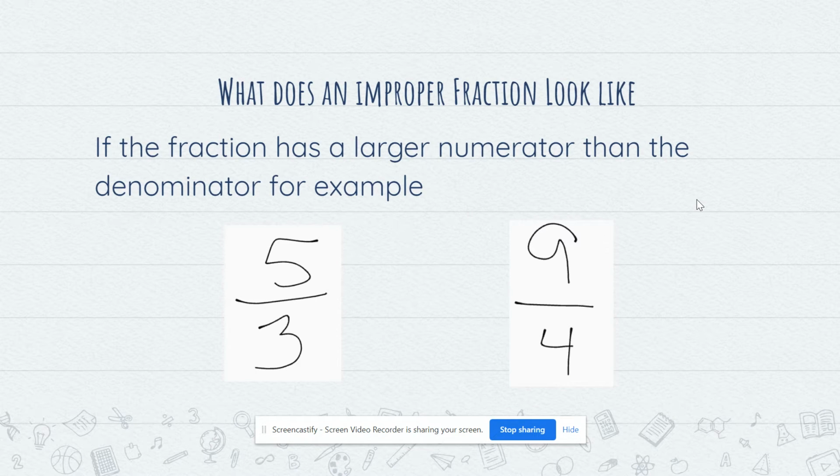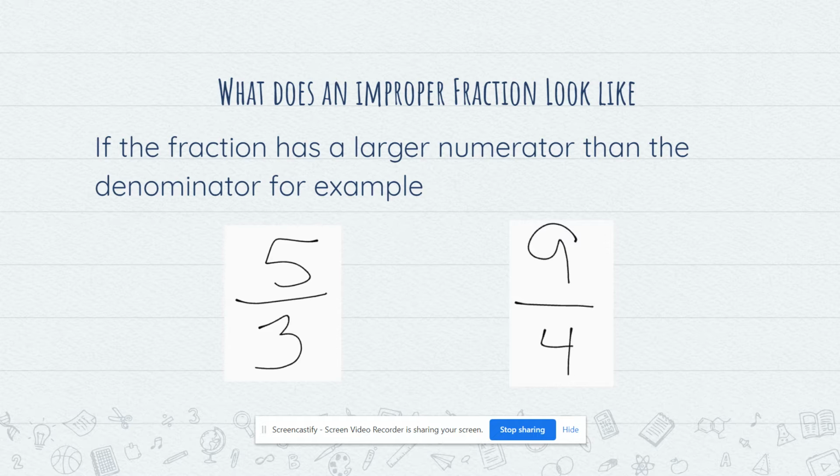So what does an improper fraction look like? Well, if the fraction has a larger numerator than the denominator, for example, 5/3 or 9/4, then you can see that the top number is bigger. That is what we call an improper fraction. So if the top number is larger, improper. If it's a regular fraction, that means the numerator will always be smaller than the denominator. Since it's the other way around, that's why it's an improper fraction.